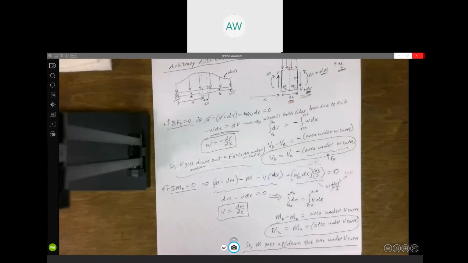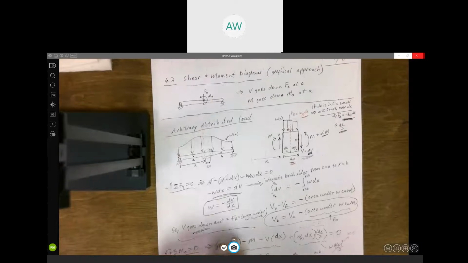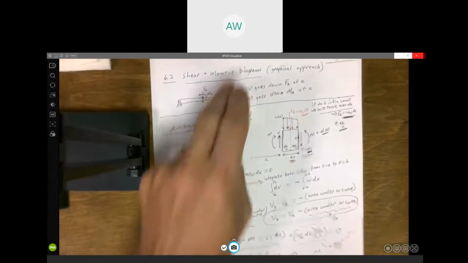diagram. We know the moment is going to go up or down, and whether it goes up or down is whether the area is positive or negative, and you'll see that in just a second. In fact, let's see if I can find it. I think I've got it. This would have been when we first started talking about shear moment diagrams by calculating the equations. And we went back and looked at this previously when we illustrated what we talked about on Monday.